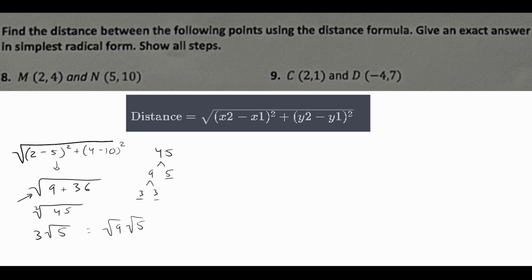And that's essentially it. That's what we have right here to the left. So we have 3 times the square root of 5. That's the simplest radical form for it. Now let's do another one.